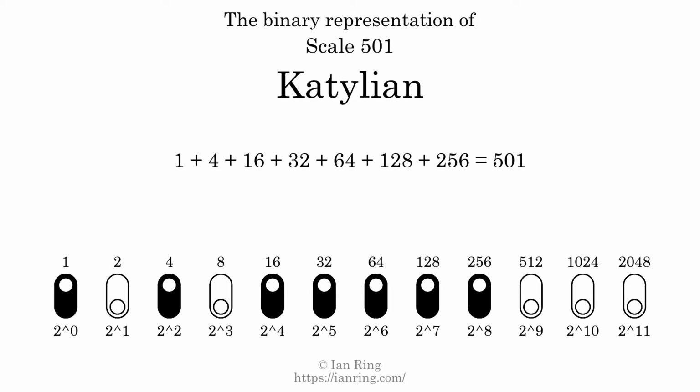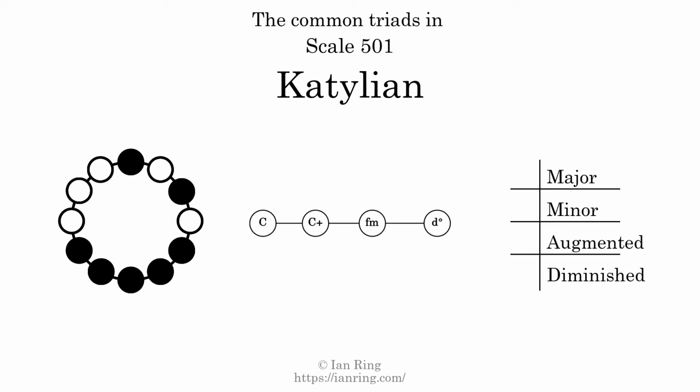The scale number not only enumerates the scale with a unique index, but it also literally describes the tonal content of the scale. Represented as a binary number in base 2, the scale number is 0001111010101. Here are the common triads present in this scale.